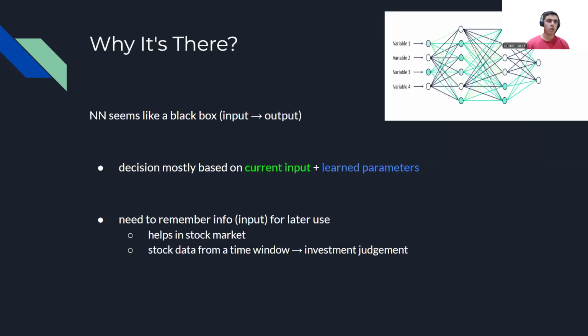On the other side, neural networks seem like a black box. You give it some input and you get some output. Decision is mostly based on the current input and the learned parameters during the training iterations. We need to remember relevant information or relevant input for later use. For example, we may need the stock data from a time frame to use it for investment judgment in the future.